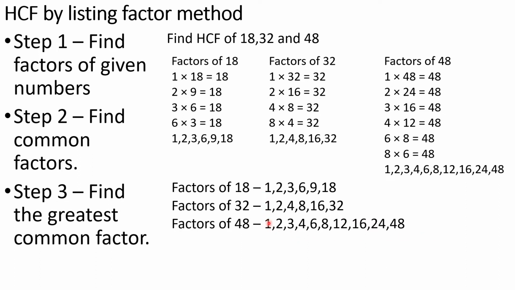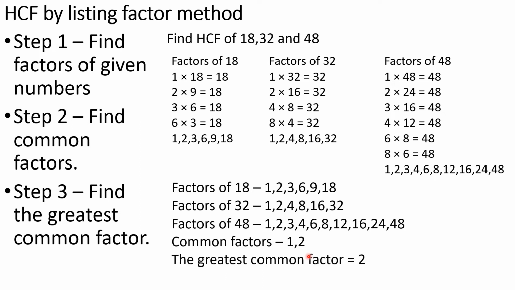Yes, 1, 2 are common. But 3, no. 3 is not common. 4 is also not common. 6 is not common. 8 is not. Then 12 is also not common. Nothing is common, only 1 and 2. So it means the highest common factor, or we can say the greatest common factor, is 2. It means HCF equals 2.